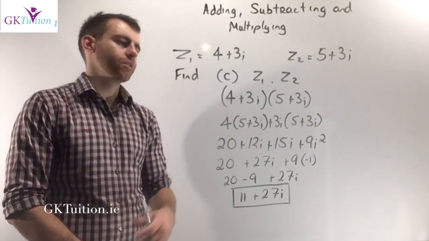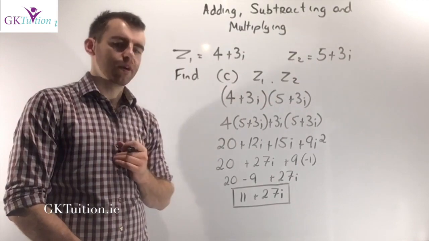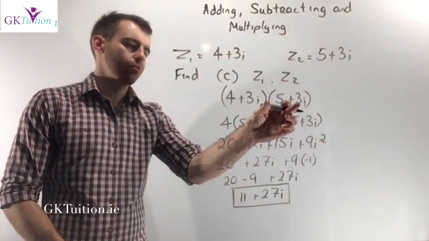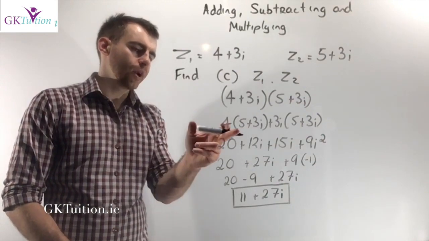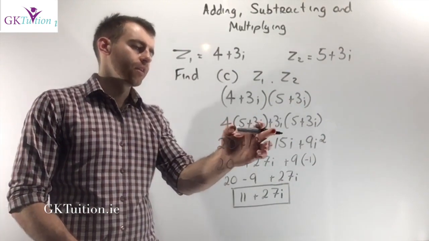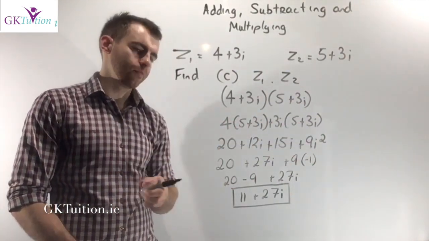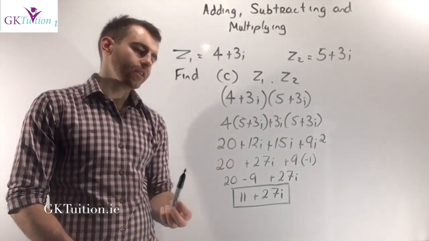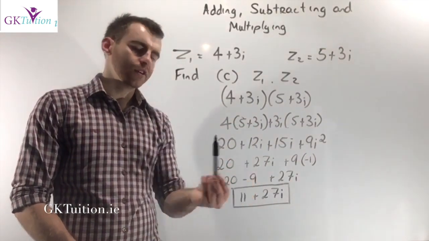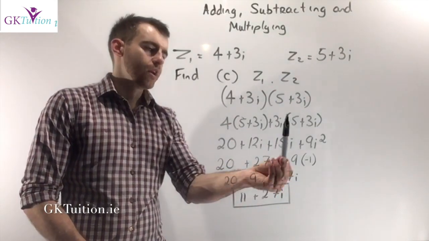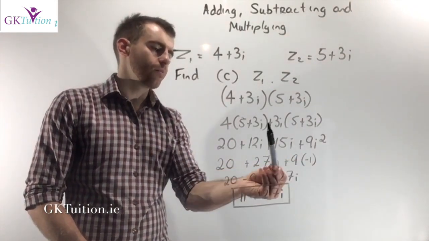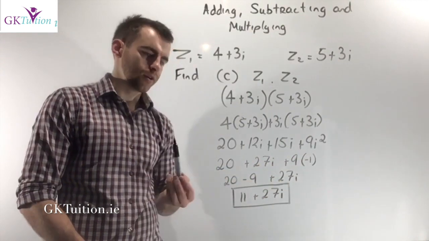Okay, the third one I asked you to do was to get Z1 multiplied by Z2. 4 plus 3i multiplied by 5 plus 3i. So it's the first thing in the first bracket by the second bracket, second thing in the first bracket by the second bracket. 4 by 5 is 20, 4 multiplied by 3i is 12i. 3i by 5 is 15i, and 3i by 3i is 9i squared.